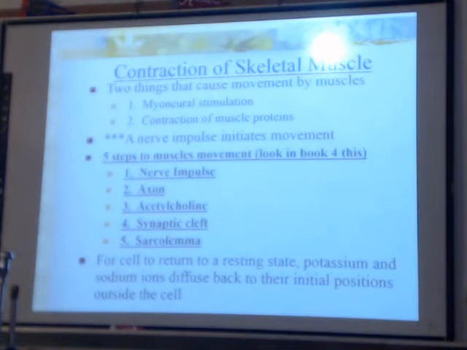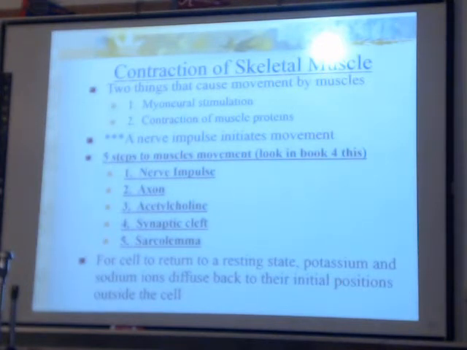Okay, so let's talk about the contraction of skeletal muscle. There are two things that cause that. The first is myoneural stimulation. What I want you to remember there is it's a nerve impulse. It's when you think about moving, and your brain sends a signal to your legs to tell you to stand up. So the brain, that's the first part. The brain sends a signal to your legs to say stand up. That's the myoneural stimulation. You thought about it.